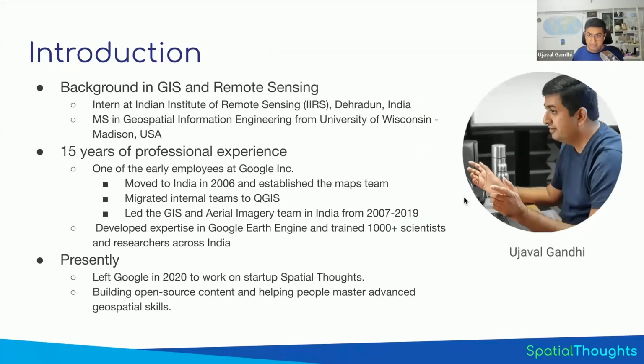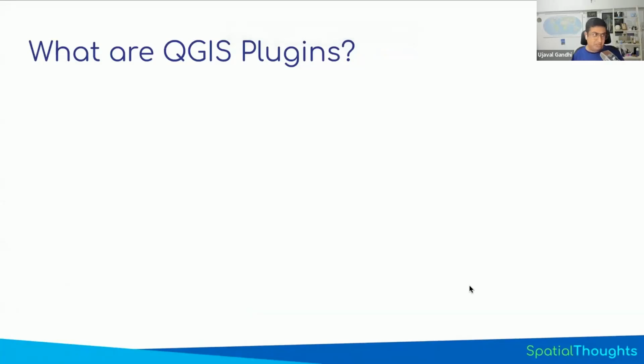A bit about my background. I come from a traditional GIS and remote sensing background. I learned GIS on the desktop. I switched to QGIS almost 20 years back at this point. I spent most of my career at Google, where we wanted a GIS that could scale and a lot of people could use, so we started using QGIS, and I've been using QGIS and developing with Python and QGIS for a long time. I left in 2020 to work on Spatial Thoughts. Since then, I've been teaching full time and also building a lot of open source content. All right, with that, let's get started with our workshop.